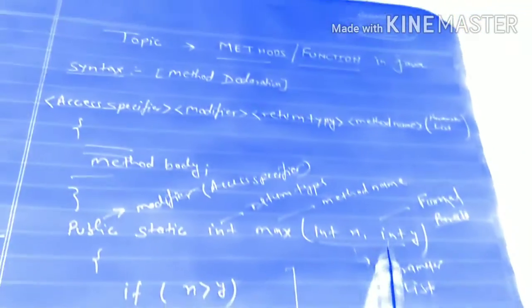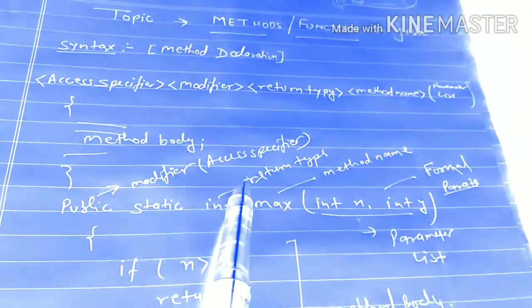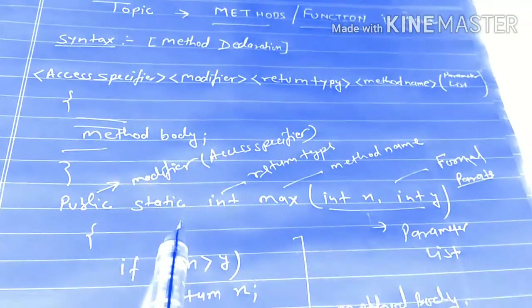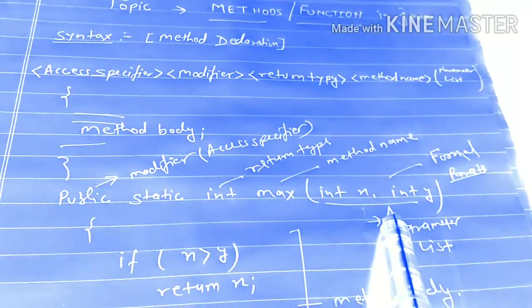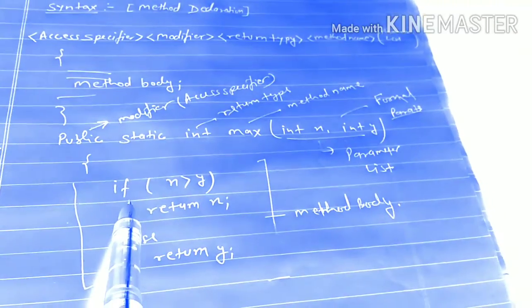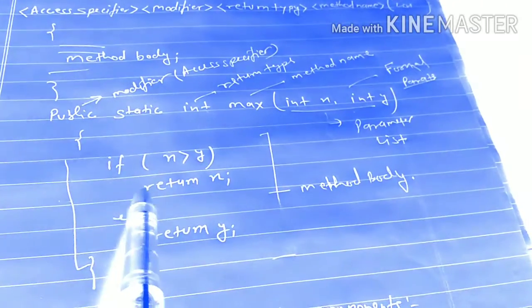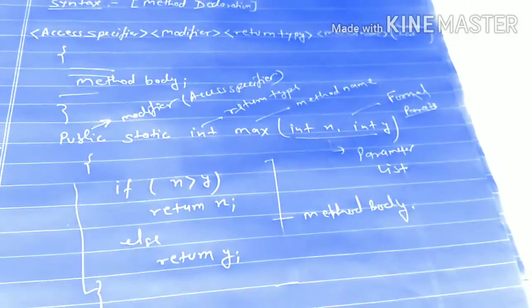For example, public static int max(int x, int y). In this method, public is an access specifier. There are three access specifiers: public, private, and protected. Static is a modifier, int is the return type, max is the method name, and there are two parameters in the list, int x and int y. This is called the method body. In this case, if x is greater than y, then return x and control exits from the method. Otherwise, return y and control exits from the method.